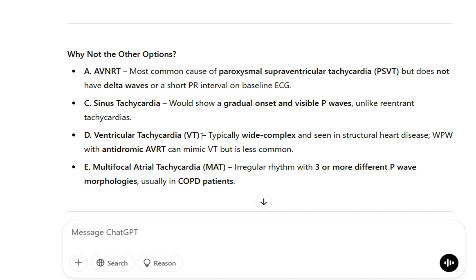D. Ventricular tachycardia, VT, is typically wide complex and seen in structural heart disease. WPW with antidromic AVRT can mimic VT but is less common. E. Multifocal atrial tachycardia, MAT, irregular rhythm with 3 or more different P-wave morphologies, usually in COPD patients.